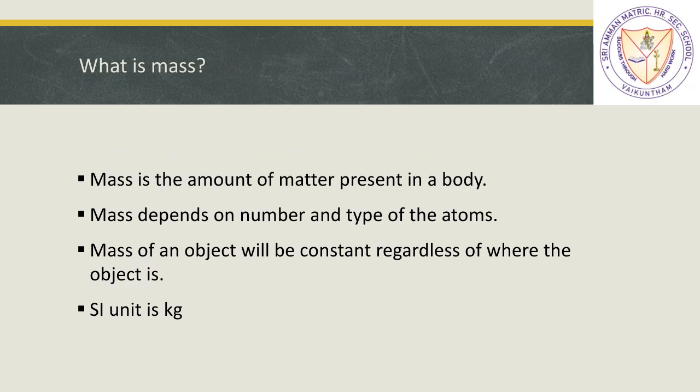And mass is such a quantity which does not depend upon the place where the object is. Now I have an object. We are on earth. The mass of the object on earth is 10 kg. If I take it to the moon, the mass will still be 10 kg. It will not be reduced or increased. Wherever the object is, the mass of the object will not change. That means the amount of substance present in that object will not change wherever you go.